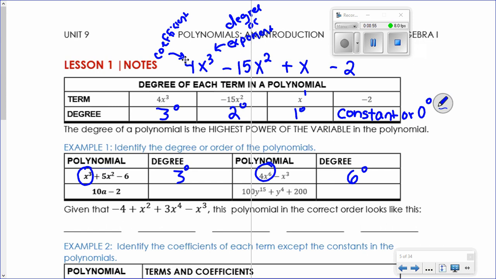All right. What do I circle for 10a minus 2? Which one do I circle? 10a or -2? Which one is bigger? 10a. So what's the degree? What about the last one? 100y to the 15 is my degree? Easy stuff. Now, things you have to worry about.